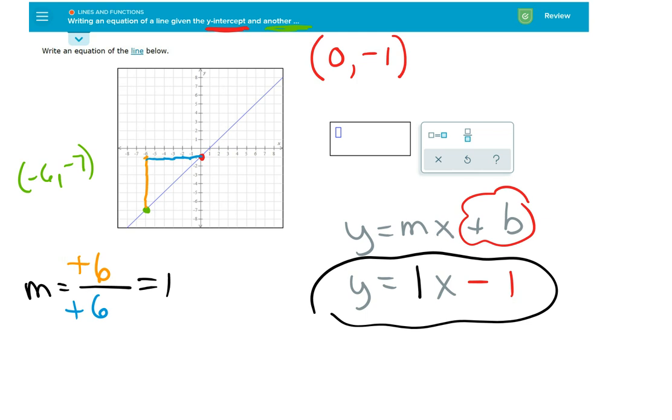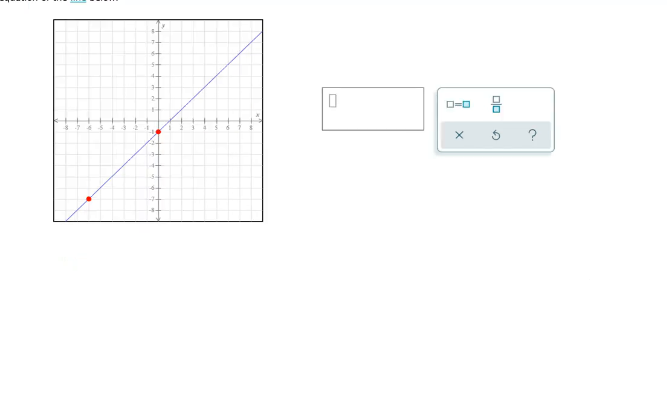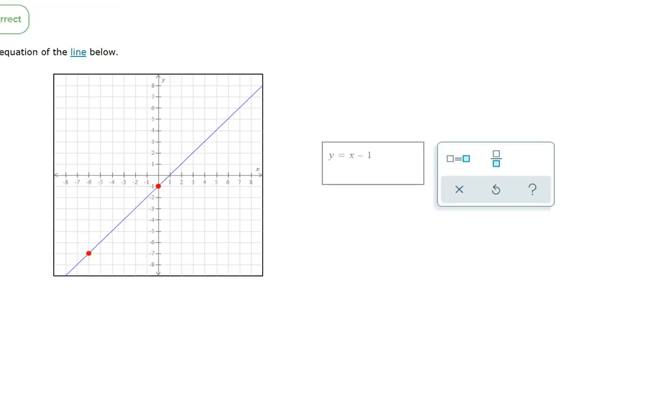I'm going to switch over. Hang on a second. Okay, here I am in Alex, and I'm going to type it in. It was y equals, 1x is just x, and then -1. And let's see, I'm going to hit check. And at the top it does say correct. I don't know if you can see that or not within my screen, but it is correct. Now, let me switch back.